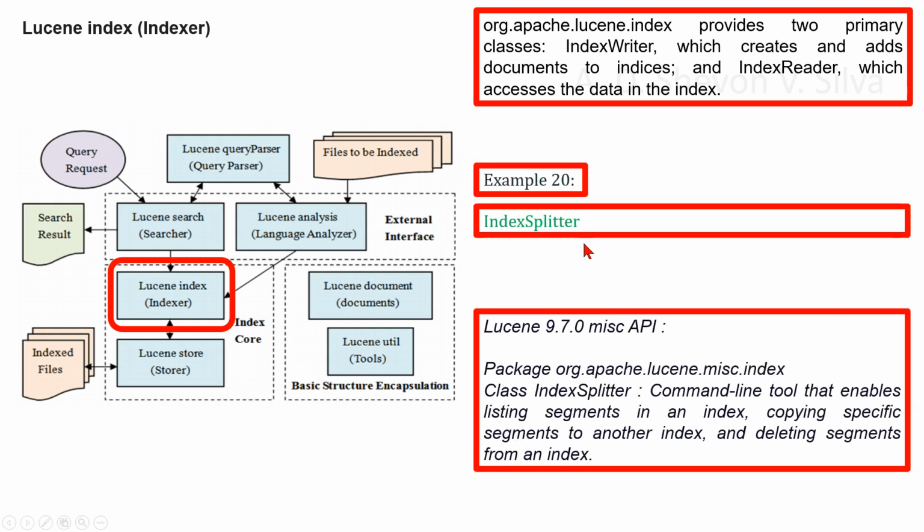Now we are considering the class IndexSplitter in package org.apache.lucene.misc.index. Here we are considering the Lucene 9.7.0 miscellaneous API. The misc package has various tools for splitting and merging indices, changing norms, finding high-frequency terms, and others. The class IndexSplitter is a command line tool that enables listing segments in an index, copying specific segments to another index, and deleting segments from an index.